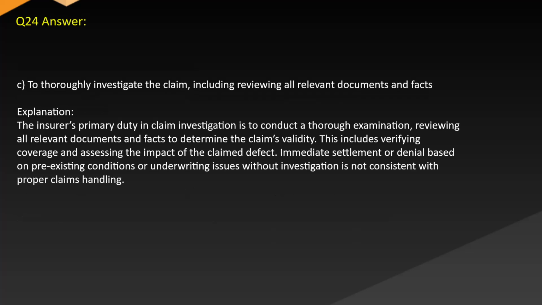Answer: C. To thoroughly investigate the claim, including reviewing all relevant documents and facts. Explanation: the insurer's primary duty in claim investigation is to conduct a thorough examination, reviewing all relevant documents and facts to determine the claim's validity. This includes verifying coverage and assessing the impact of the claim defect. Immediate settlement or denial based on pre-existing conditions or underwriting issues without investigation is not consistent with proper claims handling.